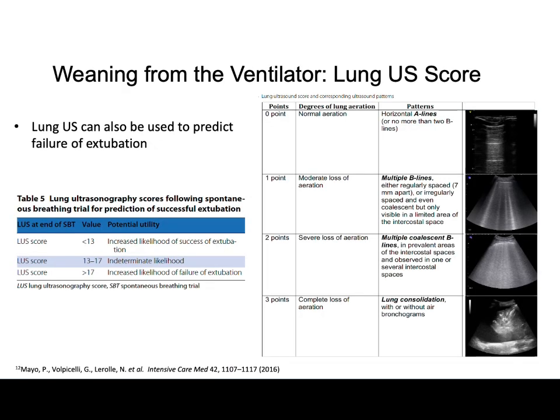Though this is not used in routine practice, here is an example of using lung ultrasound to predict weaning from a mechanical ventilator. The lung ultrasound score, as can be seen below, assigns points depending on the presence of A lines versus B lines versus lung consolidations. The points are tallied, and the lung ultrasound score at the end of a spontaneous breathing trial can be used to predict the likelihood of successful extubation.